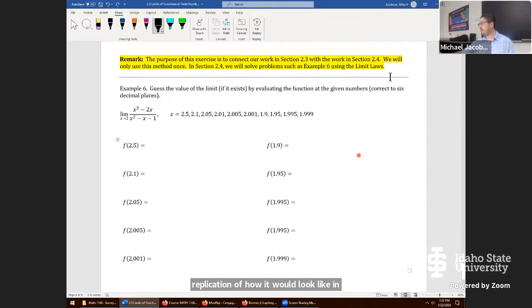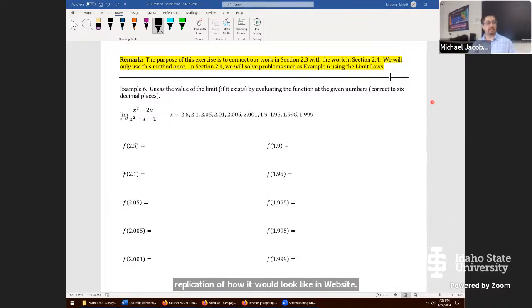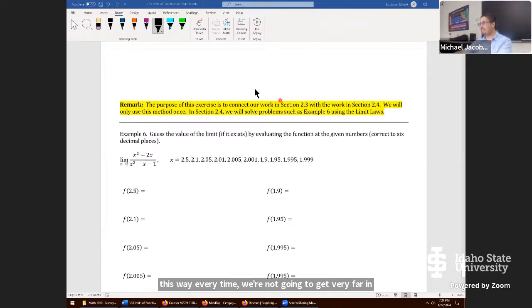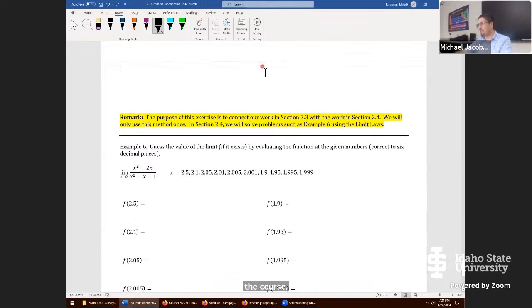The reminder here is to remind us, we're not going to do this every time. In fact, if we try to do the limit this way every time, we're not going to get very far in the course. That's a hard way to do limits, but it's a good way to segue into the next section. So let's give this a try.